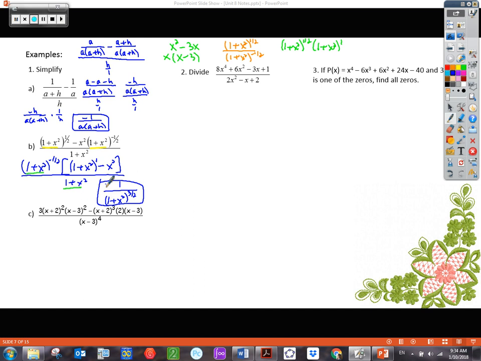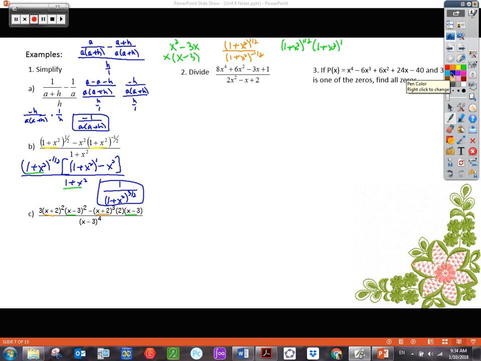Okay, we're going to do one more similar to that, like quotient rule. This would be something we might get on the quotient rule. So let's look for some common factors. Let's see, I have an x plus 2 and an x plus 2. Those are the same. Okay, I also have an x minus 3 and an x minus 3. Those are some common factors that we're going to have to divide out.